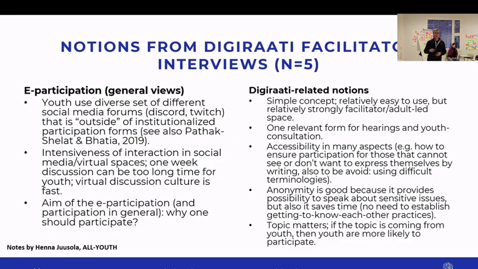One more notion, what I thought was really great during this process of Digiraati or the whole project, was this novel type of collaboration that was started between these NGOs, like the Red Cross, for example, and the Ministry of Justice and other ministries, and we are there as research participants collaborating with them. These NGOs have contacts to young people, they can reach them, and the ministries have the need to find these young people, but they don't have all the means to reach them.